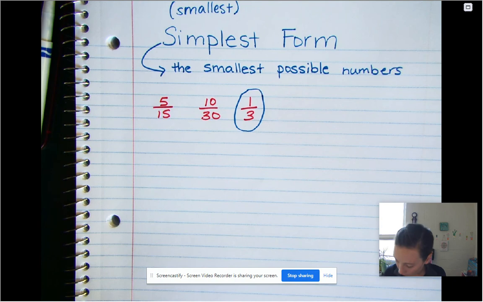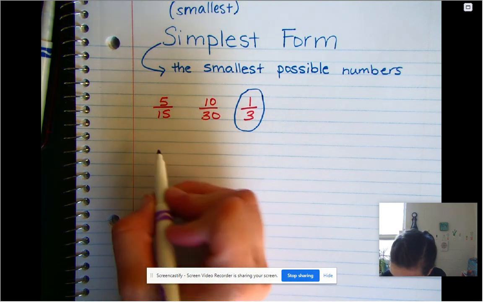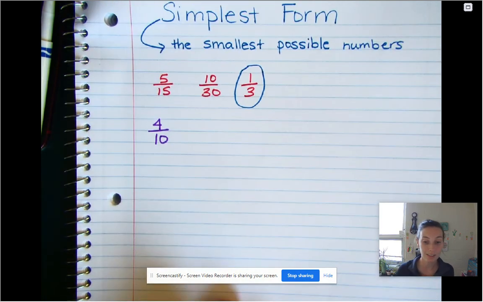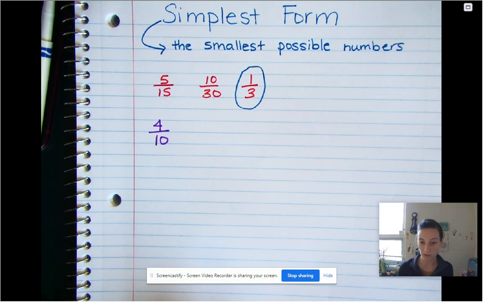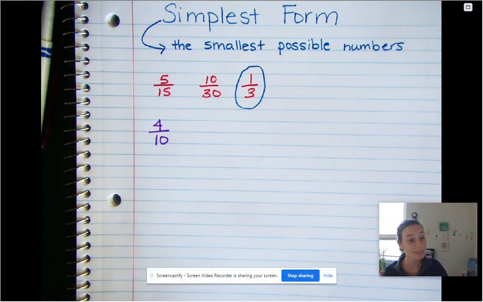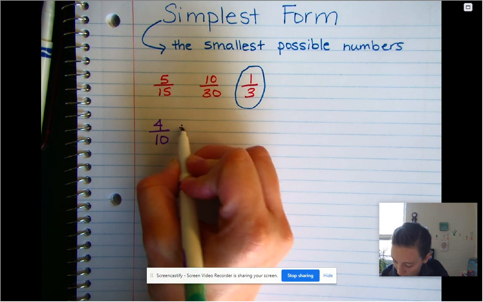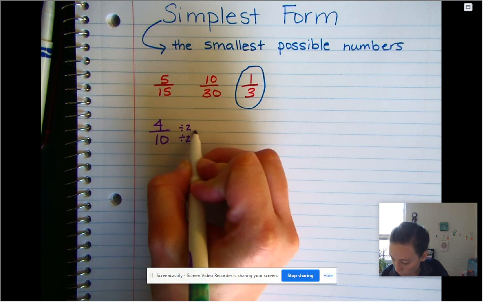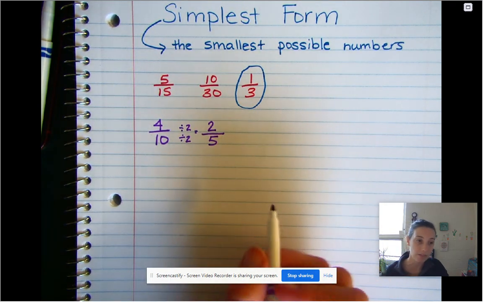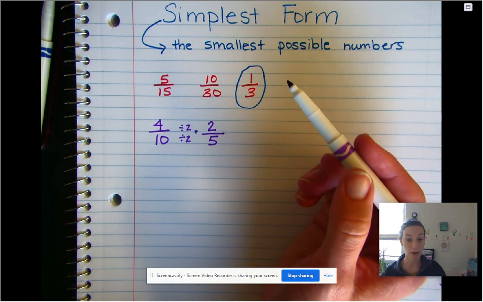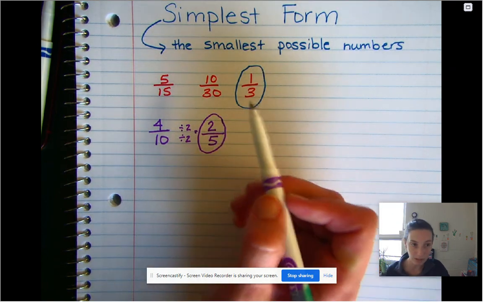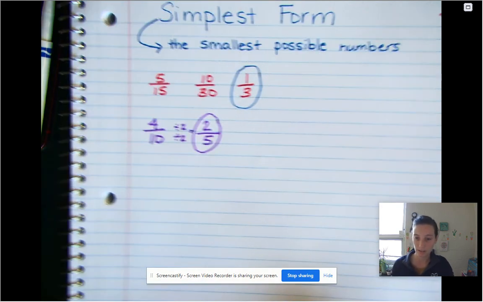So if we take, let's say, 4/10, 4/10 is not in simplest form. We could represent this with smaller numbers. If I think about the factors of 4 and 10, they're both even, so they both have 2 as a factor. I divide 2 from both. 4 divided by 2 becomes 2. 10 divided by 2 becomes 5. Now 2 and 5 are both prime numbers. They don't have any more common factors. So this is the simplest form of 4/10.